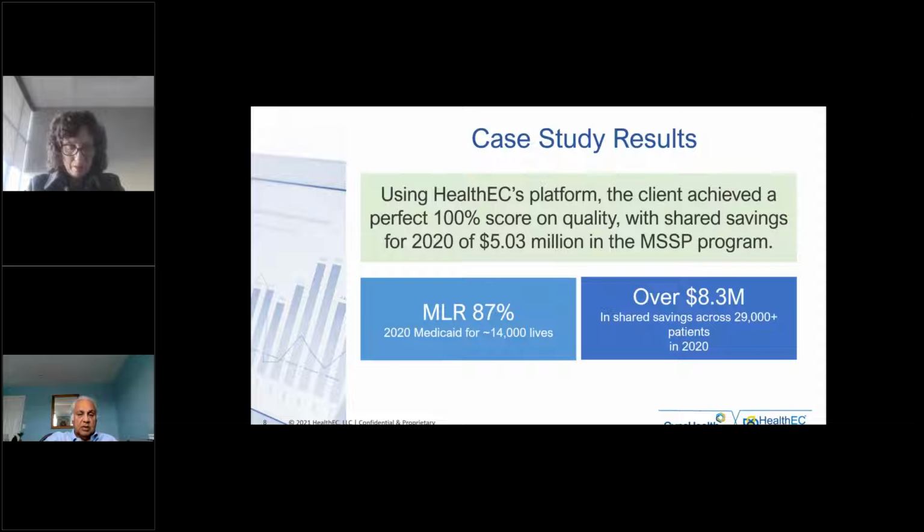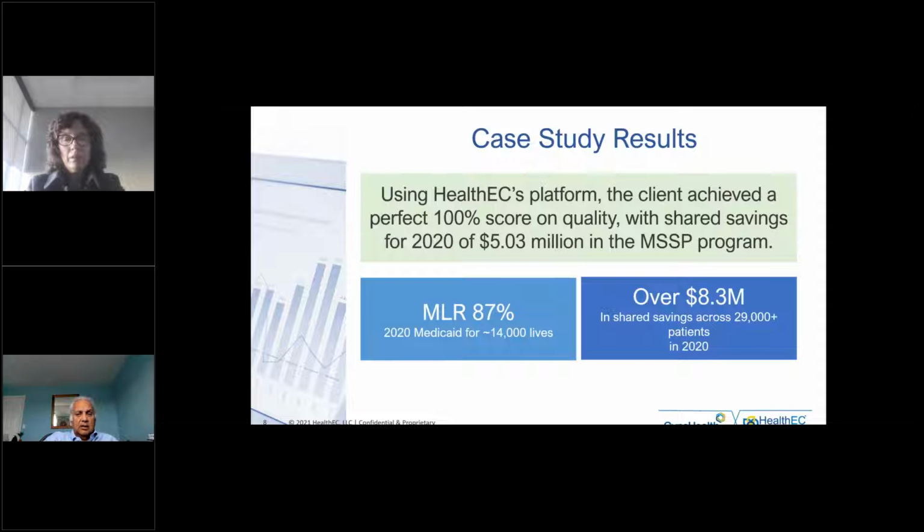For the Medicaid population, we managed that through an MLR calculation that was negotiated, and they dropped it from 93 to 87%, which gave them an overall, between the commercial, Medicaid, and MSSP, over $8 million in shared savings.